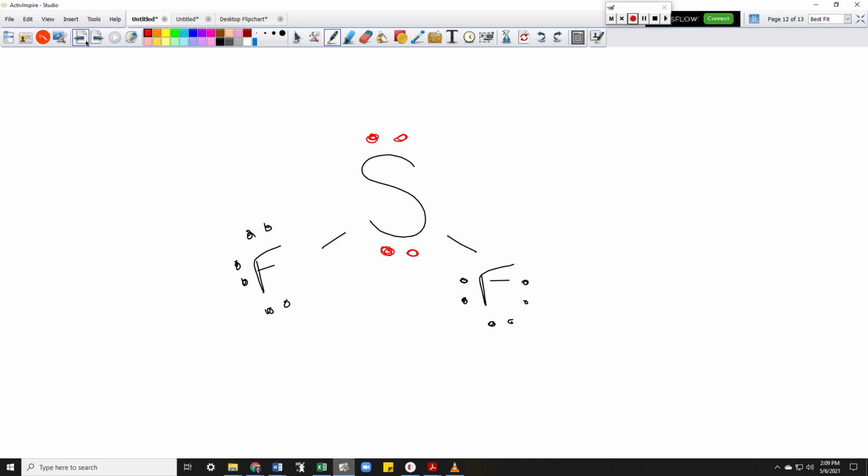Right? Have you ever been in a boat? It's real rocky, it bounces back and forth. That's not balanced, right? So because this would be rocking back and forth, it would be a polar molecule.